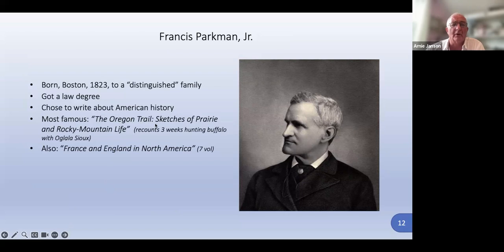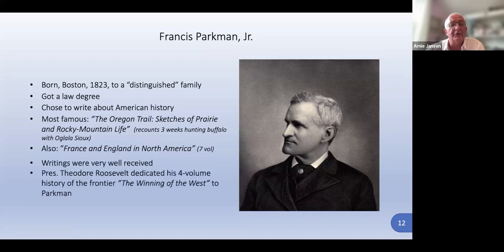Most famous, of course, is the Oregon Trail. It recounts the 3 weeks that he spent hunting buffalo. He also wrote France and England in North America, 7 volumes. And that would perhaps explain why this and another letter I have from a later period is from Montreal, because he also had to do some research in Montreal. And that letter that we saw was addressed from Montreal to Mrs. Frances Parkman, either his mother or his wife, we're not sure, because his father was also Francis Parkman.